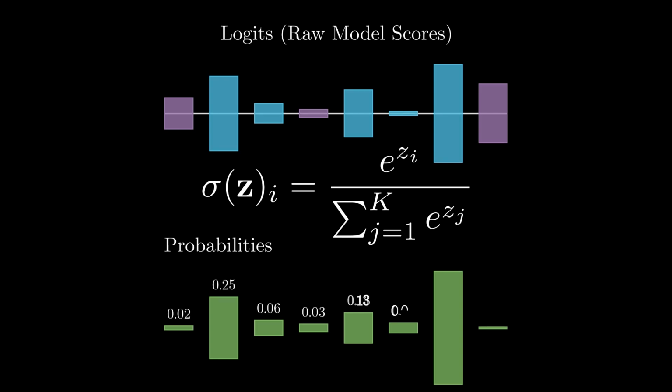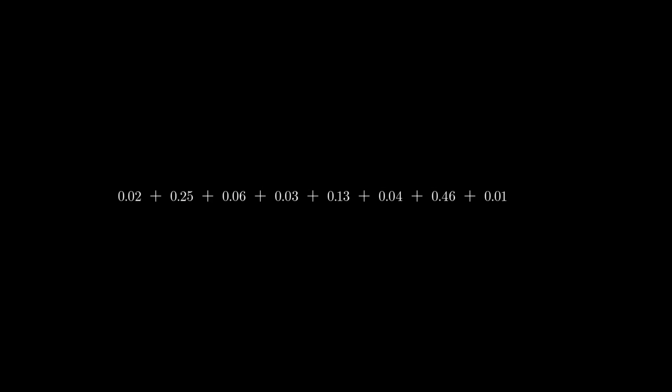This output has two critical properties that make it a true probability distribution. First, every single value is now between 0 and 1. And second, if we add them all up, they sum to exactly 1. This gives the model a mathematically sound basis for choosing the next token.